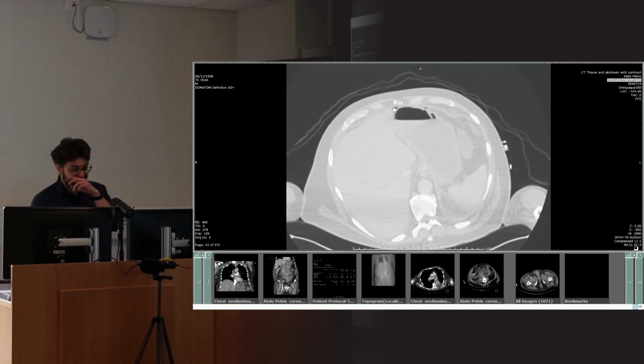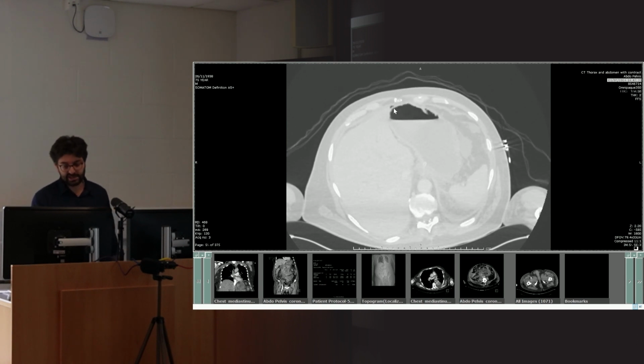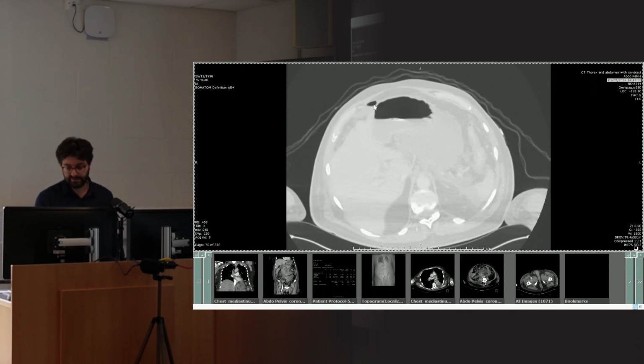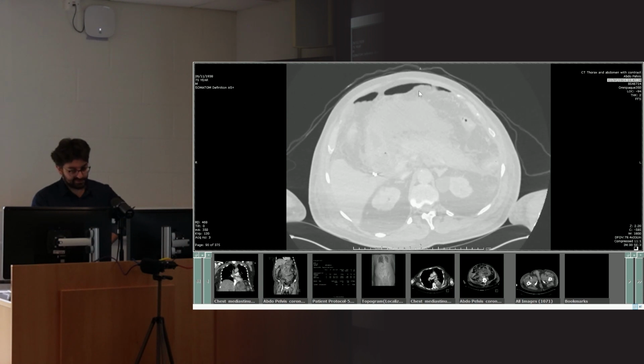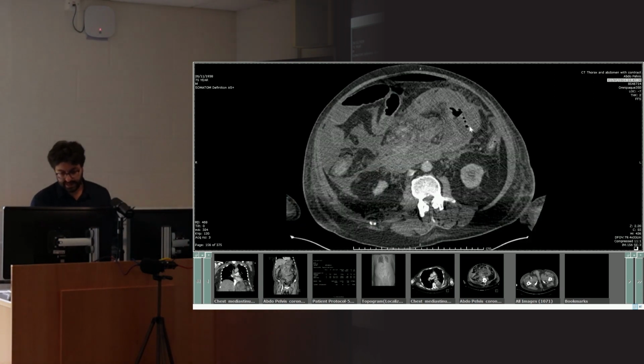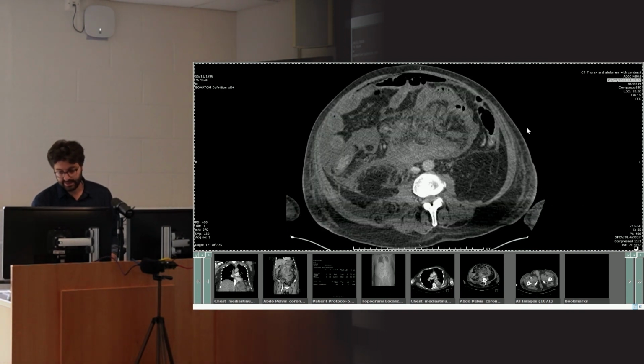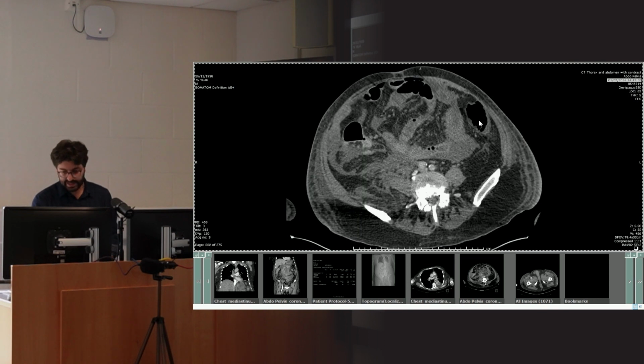Remember that gas rises against gravity. So for free gas, a really good place to look is just deep to the anterior abdominal wall. You can see free gas here. A lot of free gas, a lot more free gas than there was previously. And you look further down, look at all that third spacing, look at all that stranding, fluid, and just horrible inflammation. Clearly not getting better.